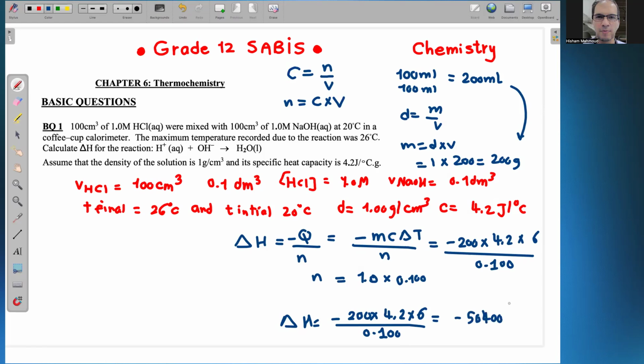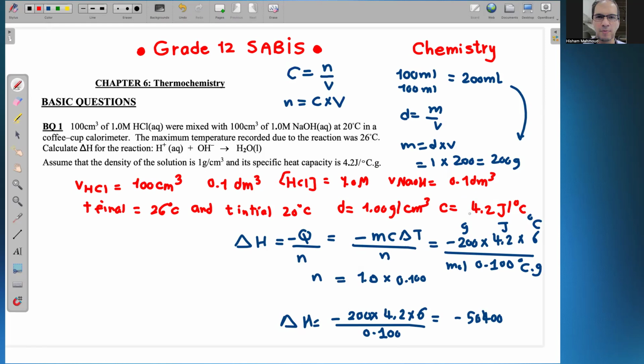But what is the unit? The unit is taken from here, the joules. Here I have degrees Celsius, and here I have joule per degree Celsius. And here I have the number of moles in moles. And here I have minus 200, which is the mass. So this is grams. We said this is joules per C per g. So there is a gram here.